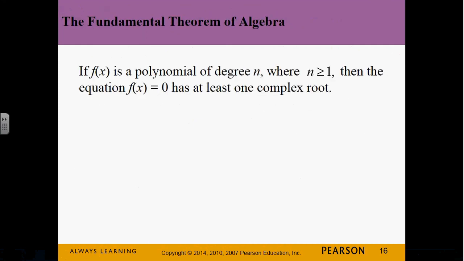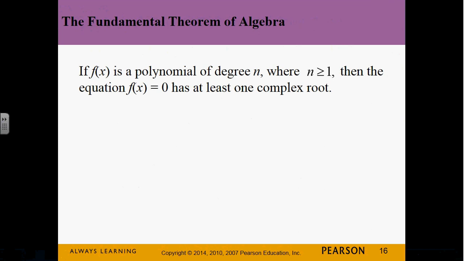All right, so we are going to talk about this for just a second. I don't remember if I told y'all this at the beginning of the semester, that we would come across the fundamental theorem of algebra. I think I did. I think I mentioned this and how stupid it was. So if f of x is a polynomial of degree n, where n is greater than 1, then the equation f of x equals 0 has at least one complex root.